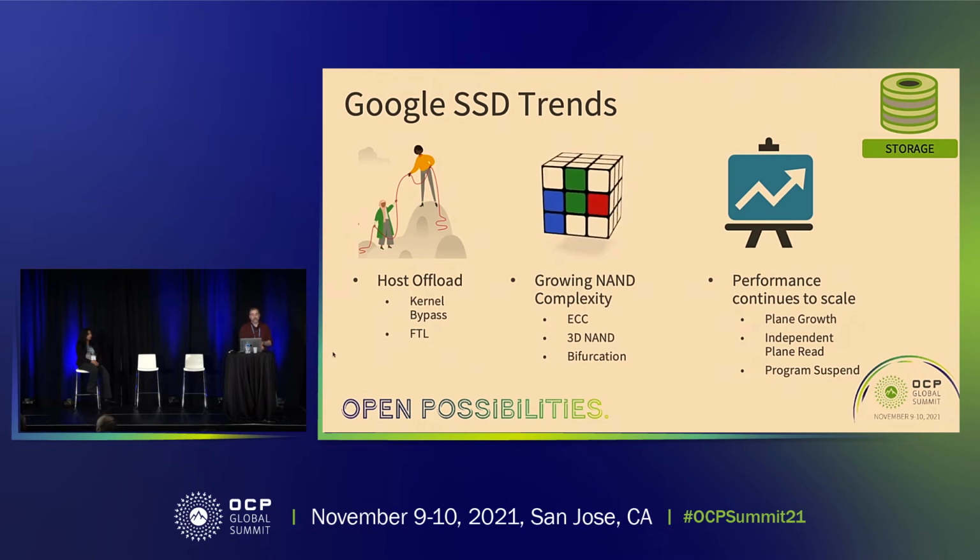On the positive side, performance continues to scale with SSDs, at least as far as we've seen. There's plane growth to offset the growing die density. Independent plane read is a great thing that we've taken advantage of to maintain IOPS density. And program suspend has been wonderful for read tail latency.